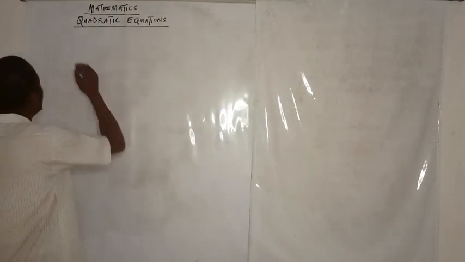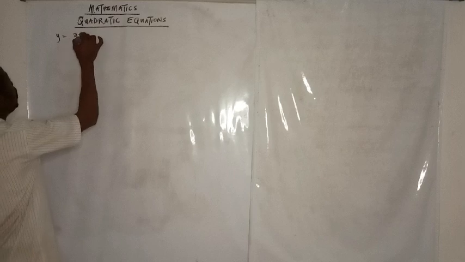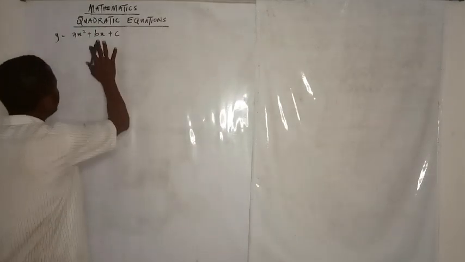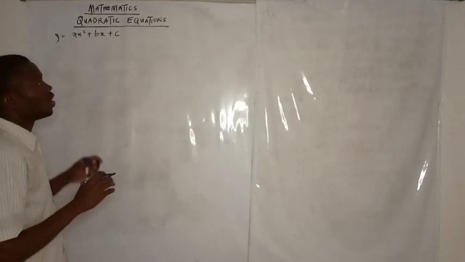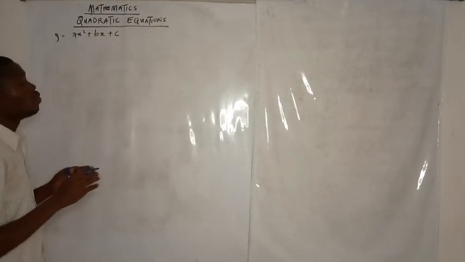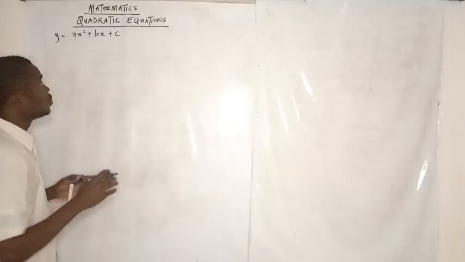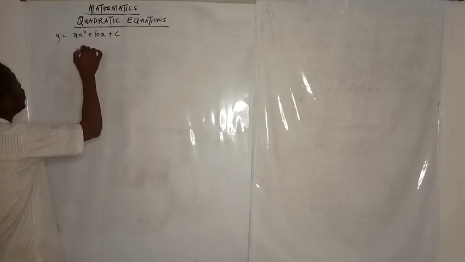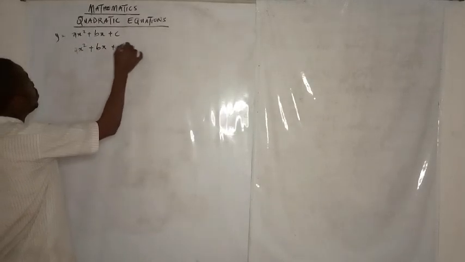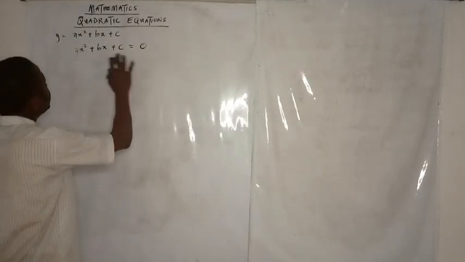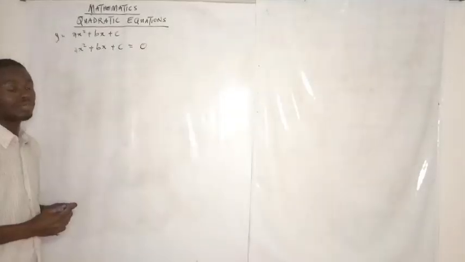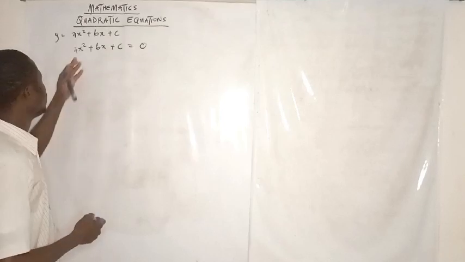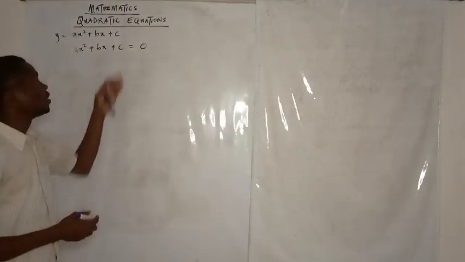the form y is equal to ax squared plus bx plus c. Any equation in this form. And the roots of the equation occur where y is equal to 0. So if you have ax squared plus bx plus c is equal to 0, then this is a quadratic equation where a, b, and c are constants. So a is a constant, b is a constant, c is a constant.